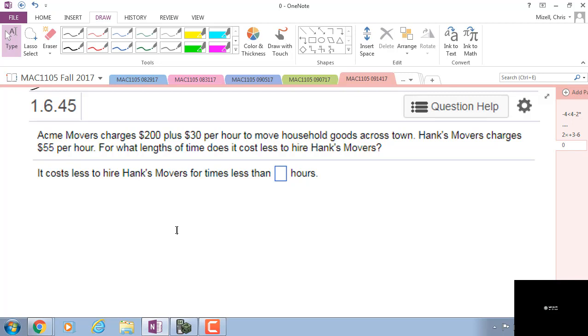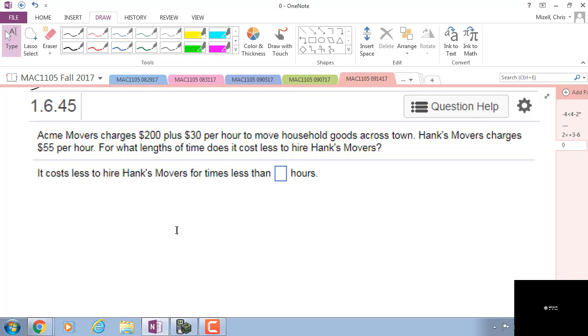We want to assume that they work with the same level of efficiency and professionalism, getting the job done. Assuming that, for what lengths of time does it cost less? Number of hours that Acme and Hank are on the job. For what lengths of time does it cost less to hire Hank's movers?